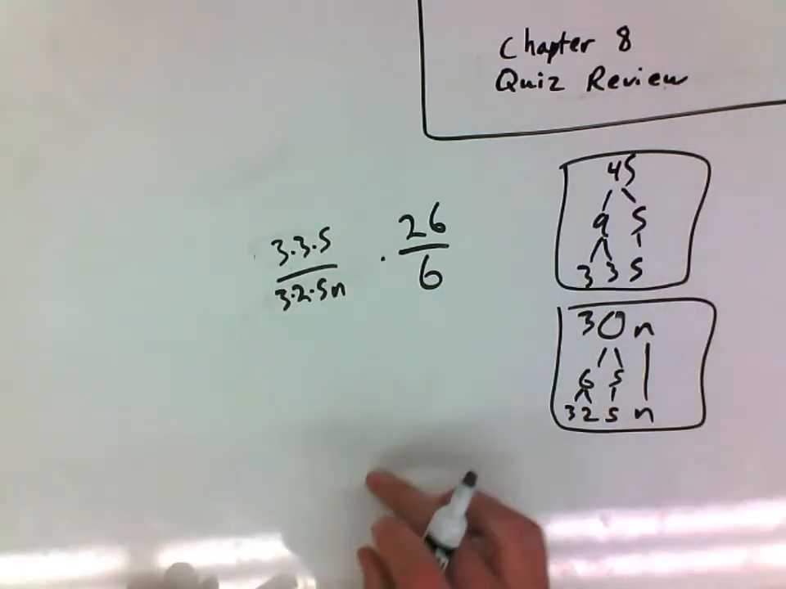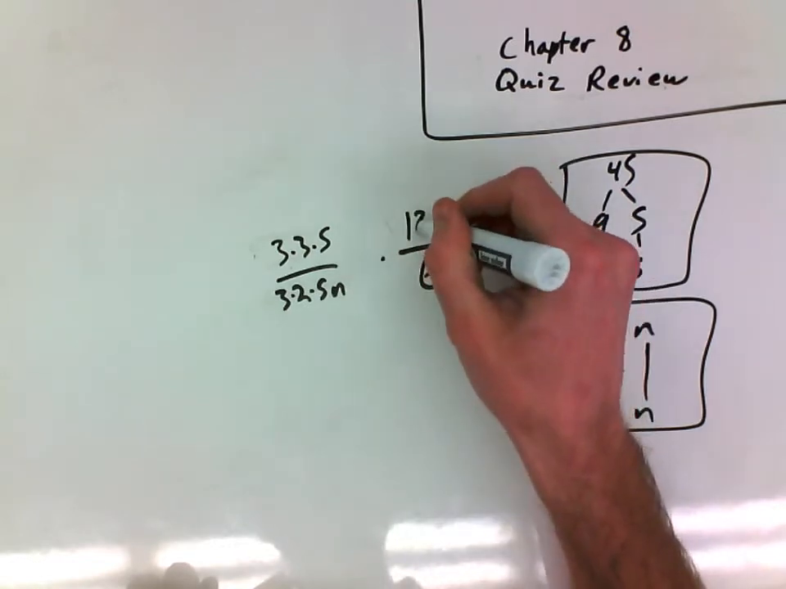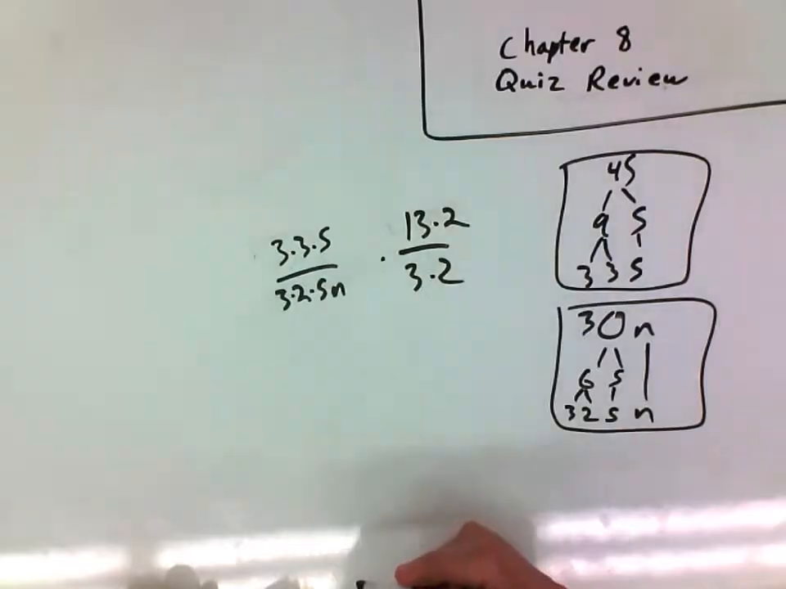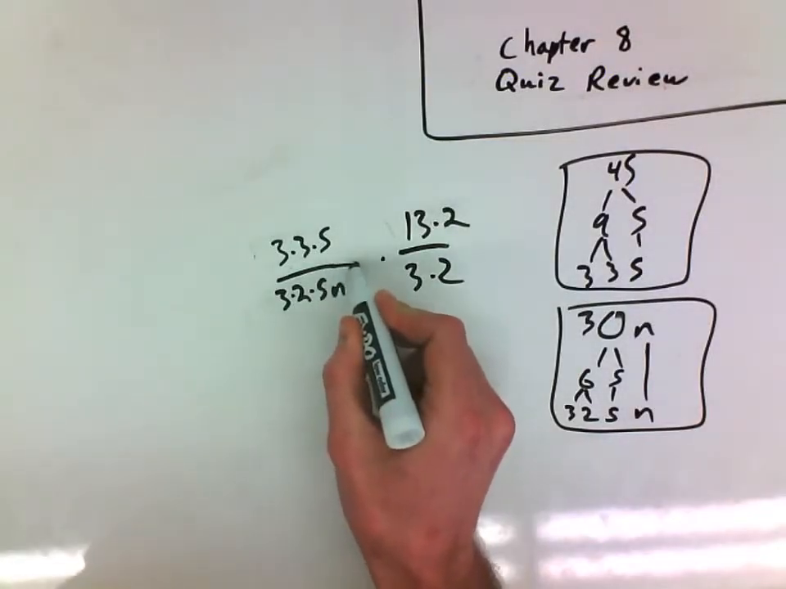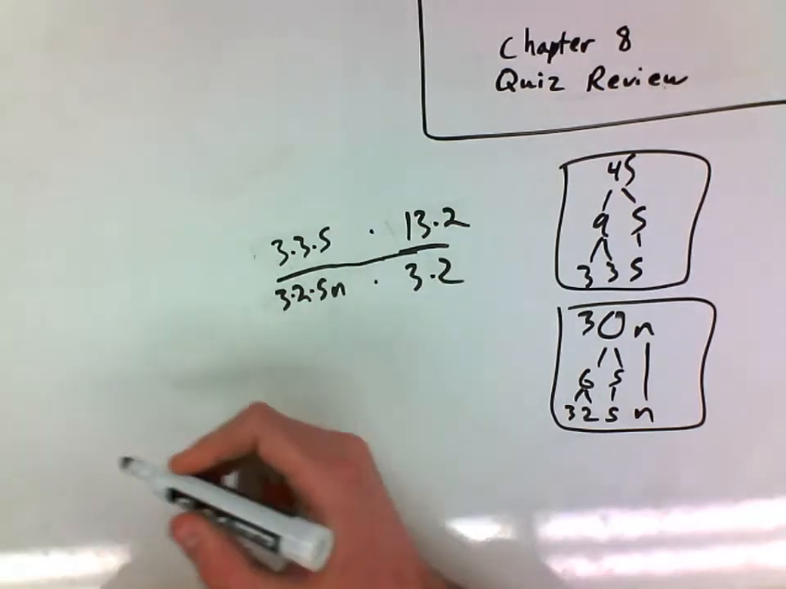These things are called making a prime factorization. 26 is just going to break down into 13 times 2, and 6 just breaks into 3 times 2. Okay, so now when I have two fractions that multiply together, really what I'm doing is I'm just multiplying the top and the bottom. So now I'm just looking for things that cancel.